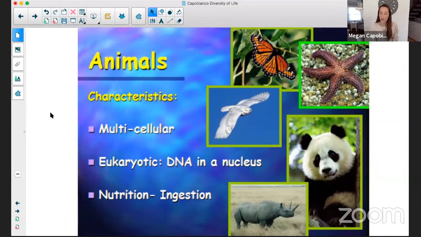No, I wish that would be great, but no, we get our nutrition through ingestion. Okay, we need to eat different types of food in order to get nutrition and energy for our body. All right, so I think we're ready to take a look at some different cells from plants and animals.